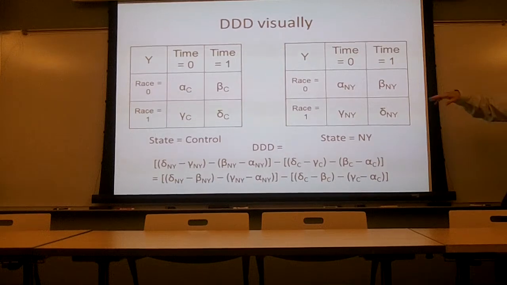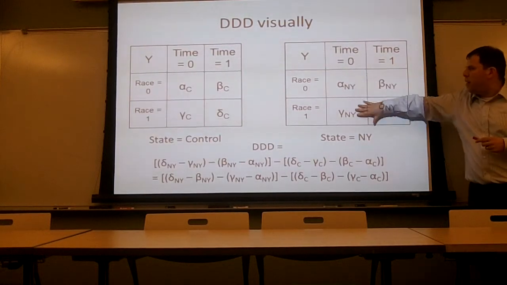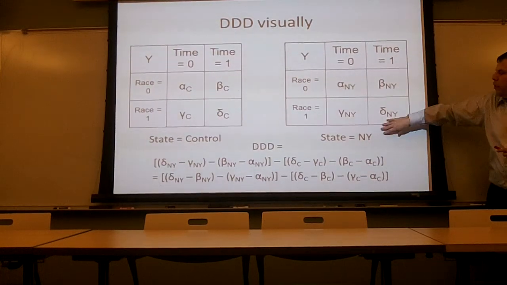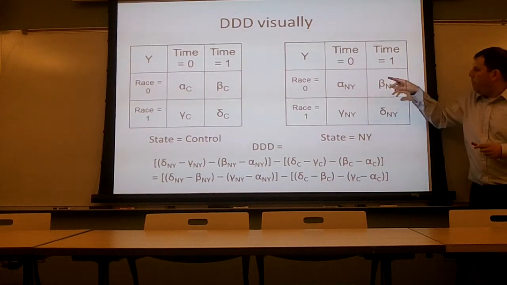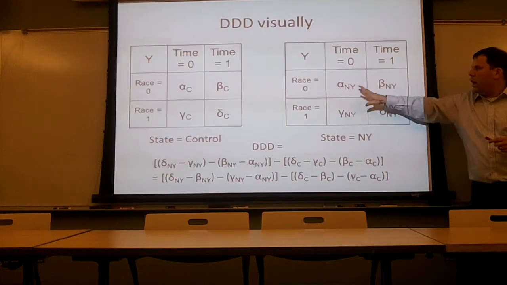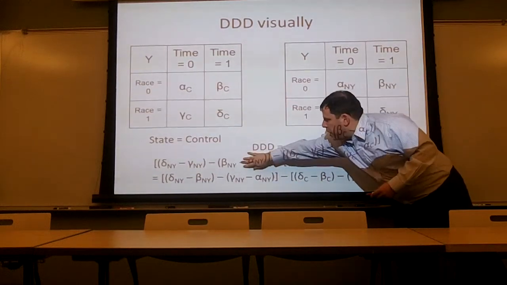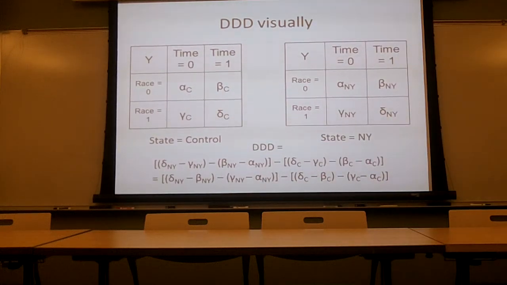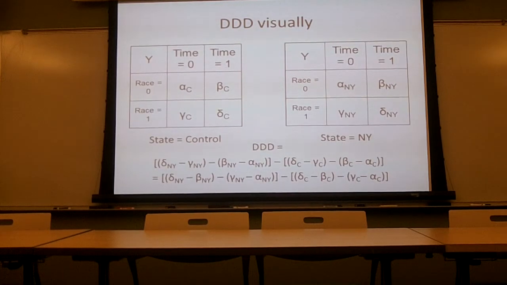Here we have on the left a 2 by 2. We have the control states. On the right we have a 2 by 2. We have New York state. Basically all we're doing is, when we had a standard diff-in-diff here, we're comparing race equals 1 to race equals 0 from pre to post in New York. So we can calculate delta New York minus gamma New York, and the difference in that from the difference in beta New York versus alpha New York, and compare that to the comparable difference in differences. Subtract: here is difference in differences New York, this is difference in differences control state, and we get again the difference in difference in differences, thus leading to difference in differences in differences.